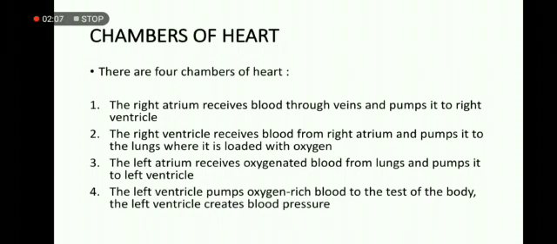Now from here the oxygenated blood is pumped to the left atrium. The blood which comes to the left atrium is oxygenated and rich in oxygen. From here, the blood is pumped to the left ventricle. The left ventricle pumps oxygen-rich blood to all parts of the body. The left ventricle creates the blood pressure.